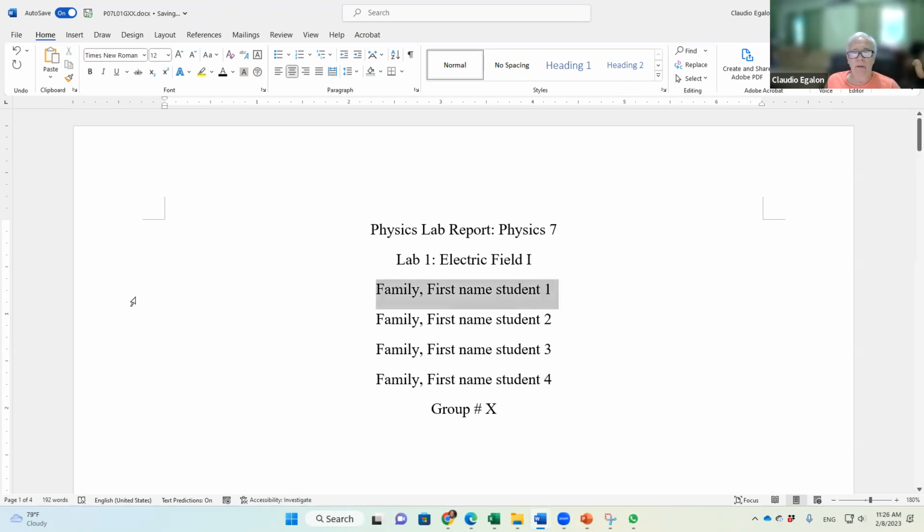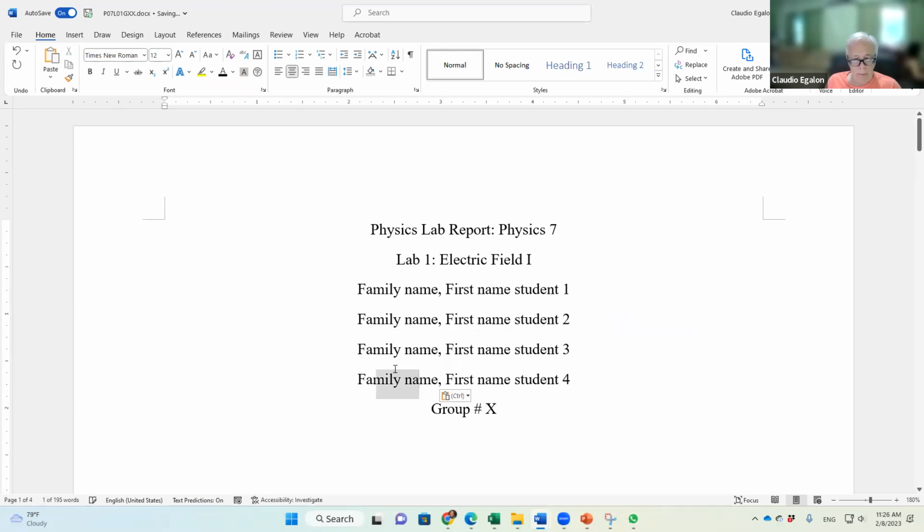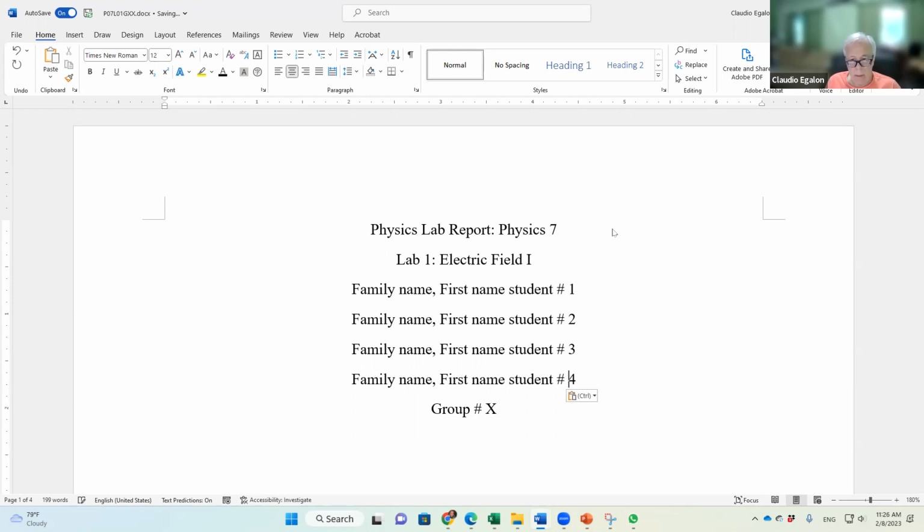Then you put the names of the students in alphabetical order by family name: family name, first name of student 1, then family name, first name of student 2. One name per line, okay? Please do one name per line so it's easy to check and easy to read each student name. Here you go, students 1, 2, 3, and 4.